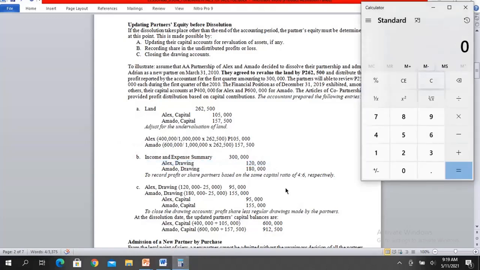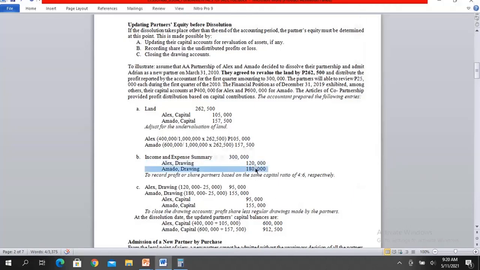How about kay Amado? Ganun din. Magkano yung capital account ni Amado? 600,000 divided by 1 million multiplied by 300,000. So, 180,000 kay Amado. 180,000 plus 120,000 is tama, 300,000. Ganun lang siya, guys. Basta tatandaan nyo, ang net income or net loss, ang account niya is income and expense summary.